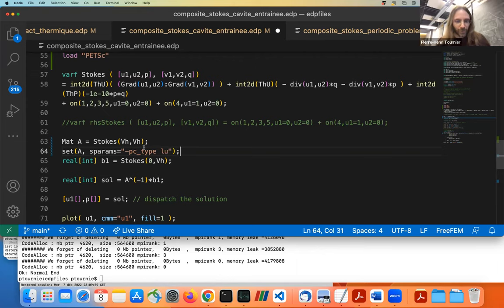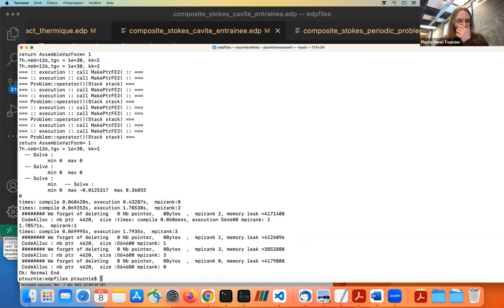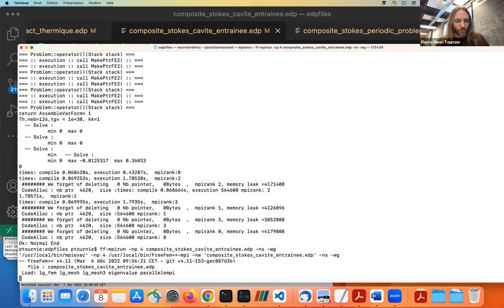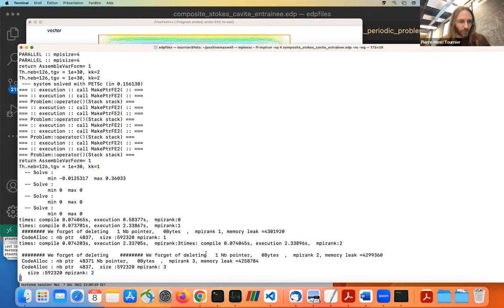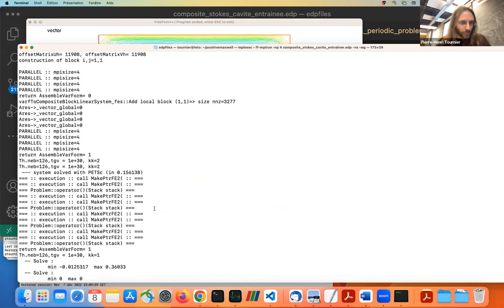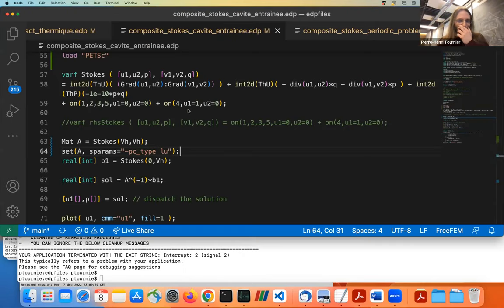So I'm just doing this, and this will use PETSc and use LU to compute the LU factorization of the matrix. Same solution. System solved with PETSc in 0.15 seconds. Okay. So now, let's say I want to do a fancier preconditioning.